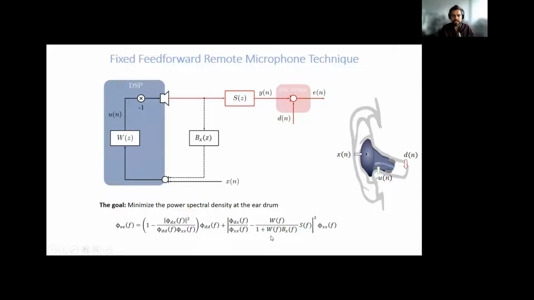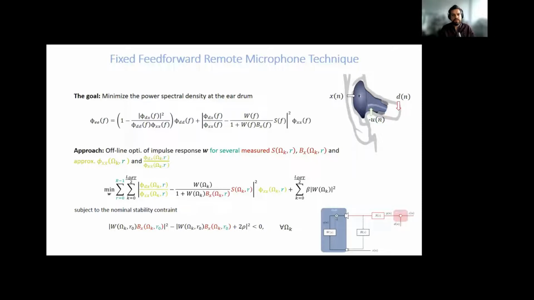The left-hand addend determines the minimum achievable PSD at the eardrum, which is 0 when the magnitude square coherence between d(n) and x(n) is equal to 1. The right-hand addend defines the scope of optimization of the controller W. Here, the controller and the feedback path P_x build a transfer function that in series connection with the secondary path S should approximate the microphone to ear acoustic path Φ_dx divided by Φ_xx.